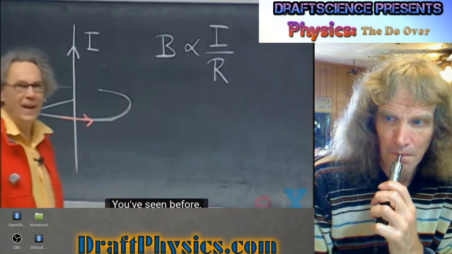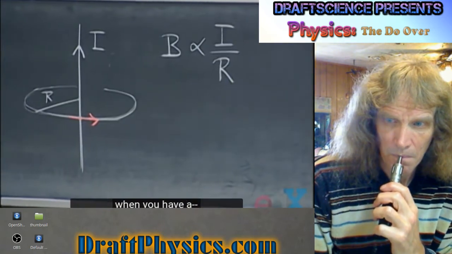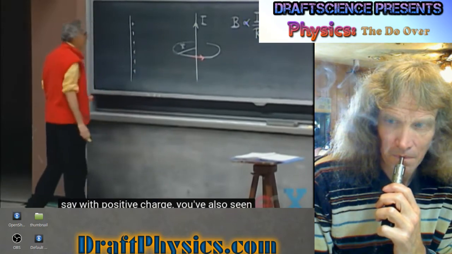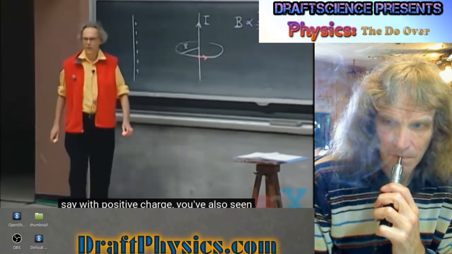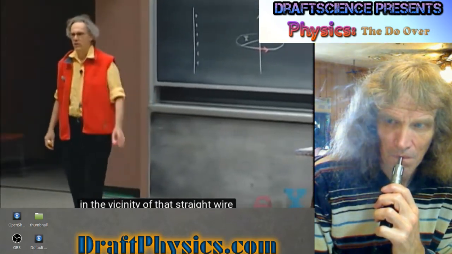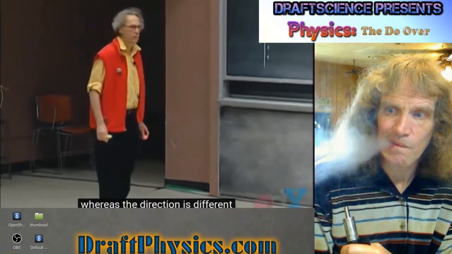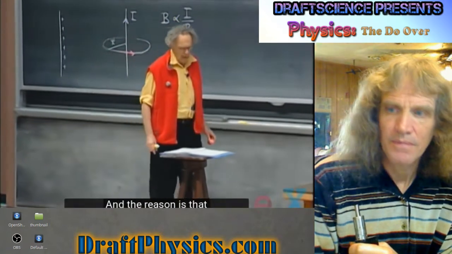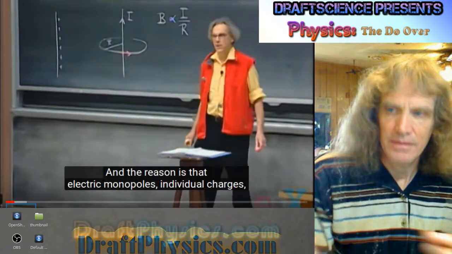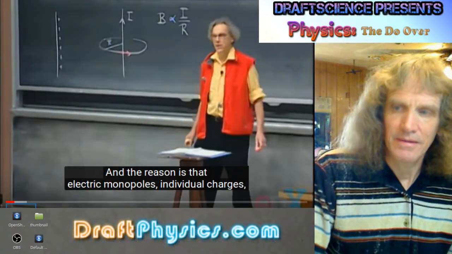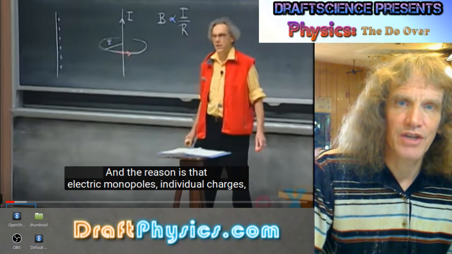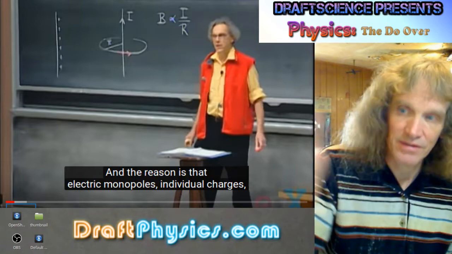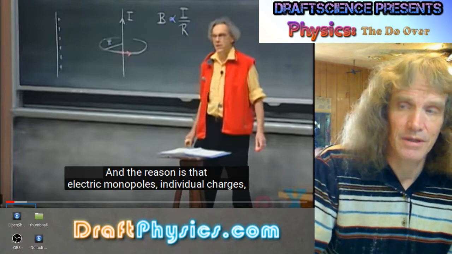You've seen before with electric charges, when you have a wire which is uniformly distributed, say with positive charge, you've also seen that the electric field in the vicinity of that straight wire falls off as 1 over r. The direction is different than the magnetic field, but it also falls off as 1 over r. And the reason is... it's not different in the sense that the only effect is a change in the proportion of electron energy versus proton energy, and it just has to do with what the surface is doing.